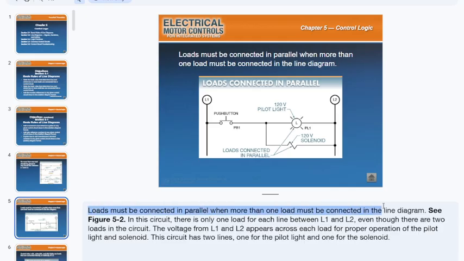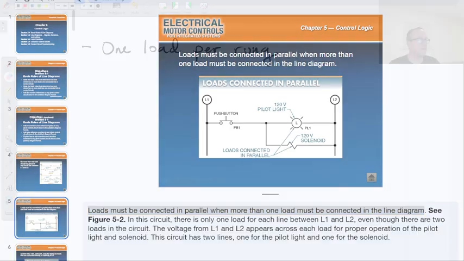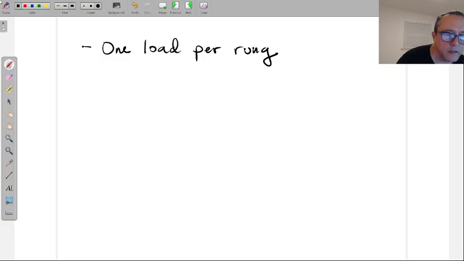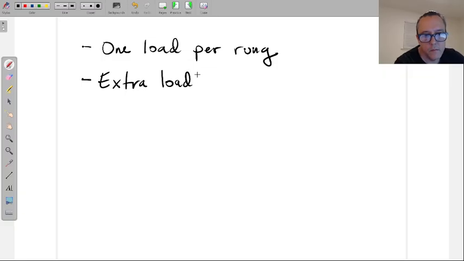So the way they're structuring this first sentence here, where it says loads must be connected in parallel when more than one load must be connected in the line diagram, I'm going to change that and simplify that note to this. Extra loads, more than one, require extra rungs.